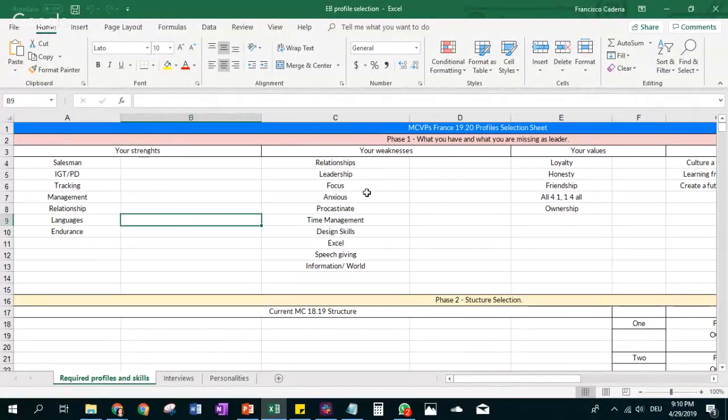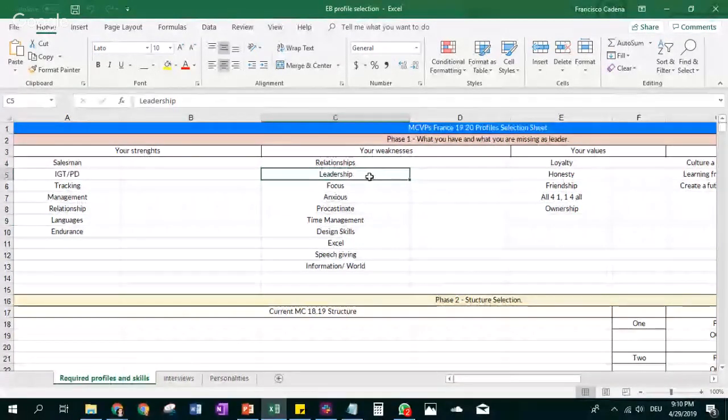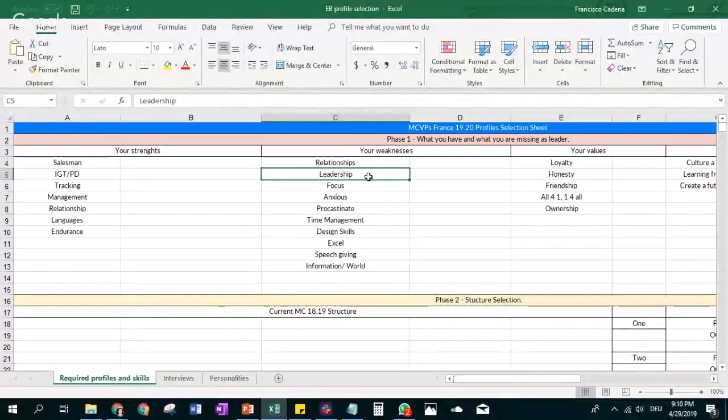My weaknesses is the relationships. I don't believe that I am a super extrovert person, so I have a hard time making friends or having strong relationships with people. My focus, I'm non-focused at all. I'm super anxious. I don't know anything about advanced Excel. And design skills, I'm horrible. So you can do this, for example, Pauline, I'm great at design, I'm great at giving speeches, but I'm not the best in time management. I don't know, it's just an example.